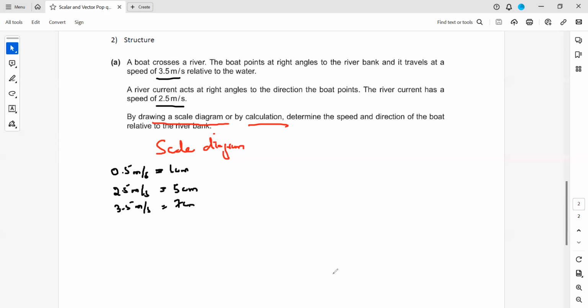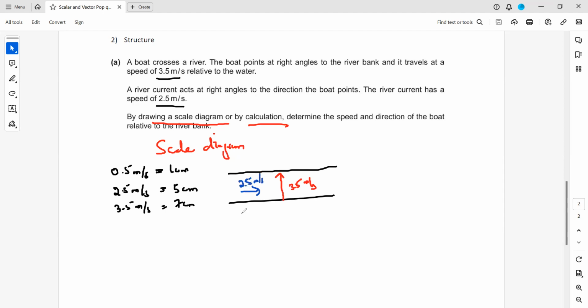Now, if you are solving by scale diagram, we have to draw these vectors. The boat crosses a river and the boat is pointed at a right angle to the river bank. Say, for example, this is a river bank and the boat is crossing the river at a speed of 3.5 relative to the water. So 3.5 meters per second is the speed of the boat. And the river current is at a right angle to the direction of the boat, so there is a river current of 2.5.